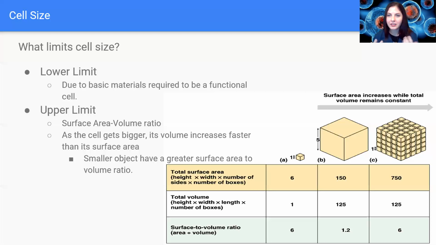The same concept holds true for cells. The larger the cell is, the longer it will take materials to diffuse into the nucleus and out of the nucleus into the cytoplasm and eventually out into the extracellular fluid.